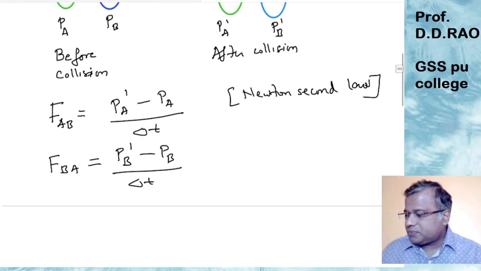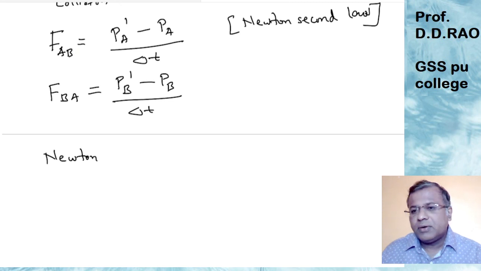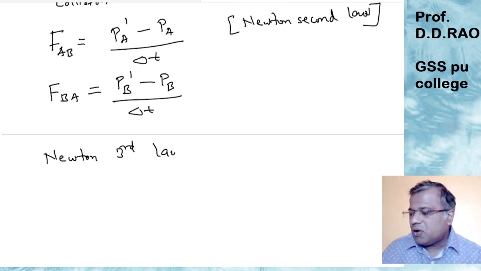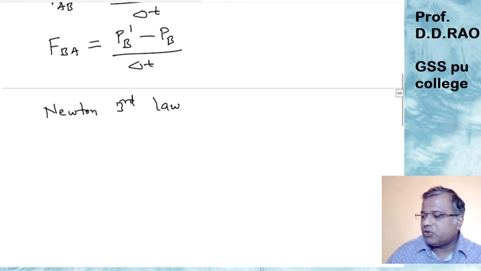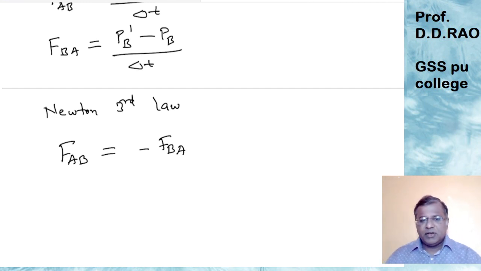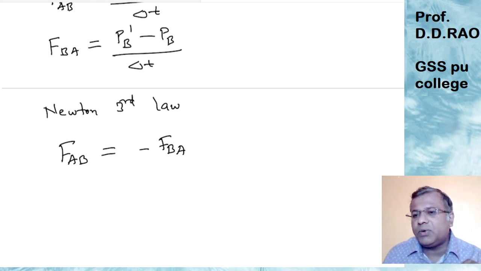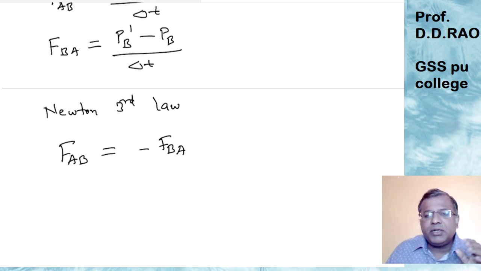Now from Newton's third law, what we basically get here is that both forces, FAB and FBA, should be equal in magnitude, but what will happen to their directions? Their directions are going to be equal and opposite. According to Newton's third law, action and reaction are equal, but we should never forget the word opposite. So we have introduced that minus sign over there.